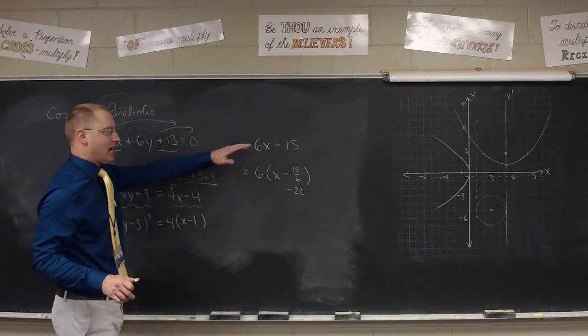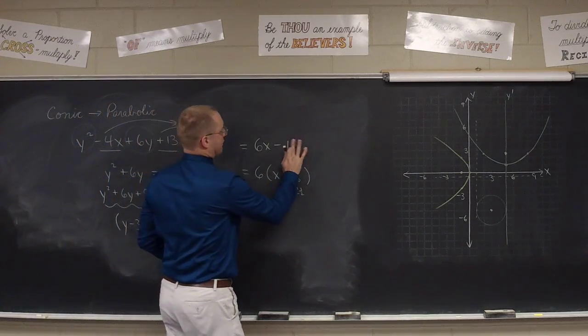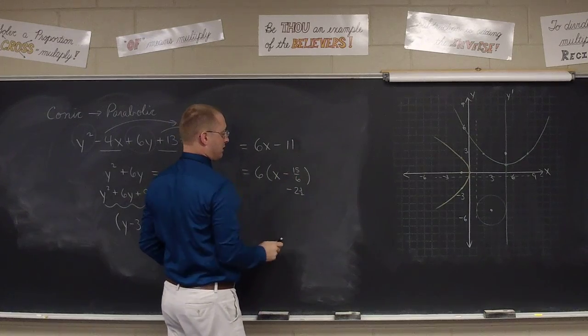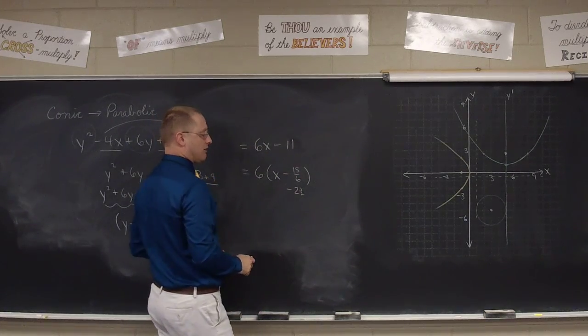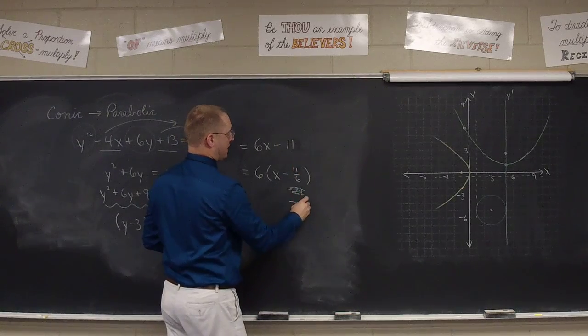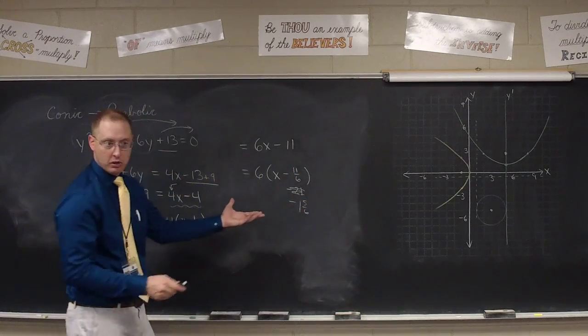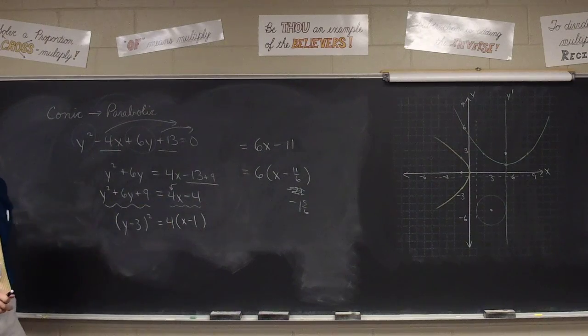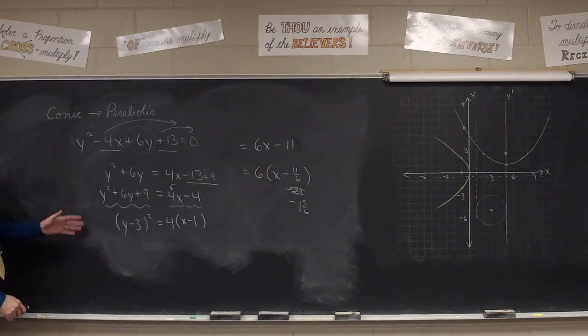Same kind of thing. Even if it's not actually there, even if this were, heaven forbid, a negative 11, well, what do you get when you pull a 6 out of the negative 11? Negative 11 over 6, which is negative 1 and 5 over 6. So basically very close to negative 2 on my x. And there we go. Now we're in the parabolic form.